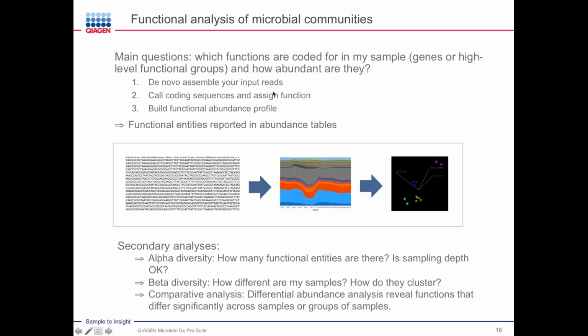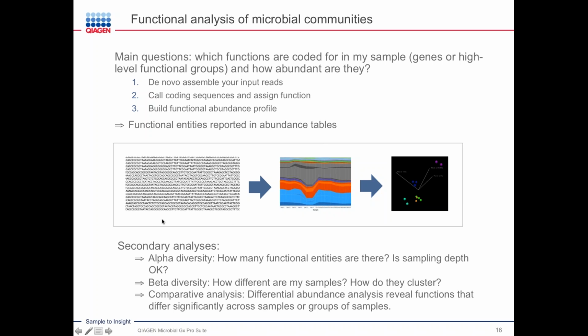And in order to look at that, we will do de novo assembly of whole metagenome datasets. We'll then call coding sequences in those assembled metagenomes and assign functions to the coding sequences. And after that, we'll build functional abundance profiles, and that will then result in a functional abundance table that looks exactly like the taxonomic abundance tables that Arne just showed you.